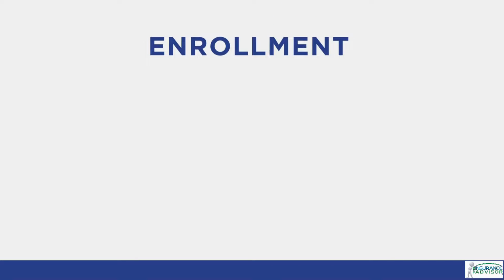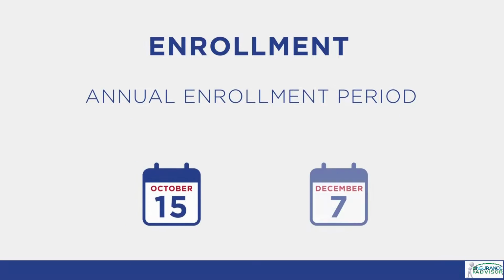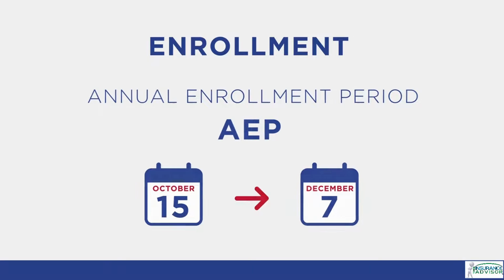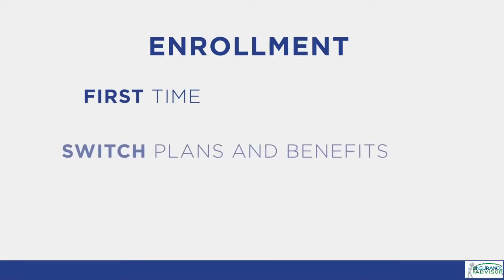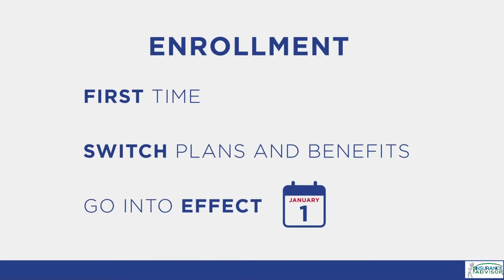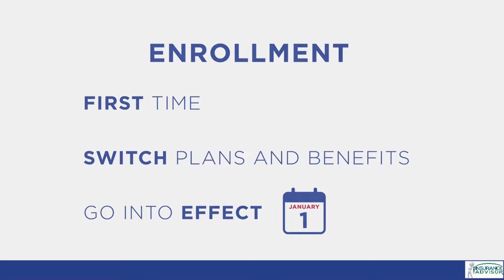Now that you have a basic understanding of Medicare's parts, as well as additional coverage options, it's time to talk about when you can enroll. While the government has different enrollment periods set up for beneficiaries, the annual enrollment period, also known as AEP, is from October 15th through December 7th of each year. It's an opportunity for people to enroll for the first time or switch plans and benefits from a previous year. Plans selected and enrolled in during this period go into effect on January 1st of the following year. This is the rule, but there are exceptions.